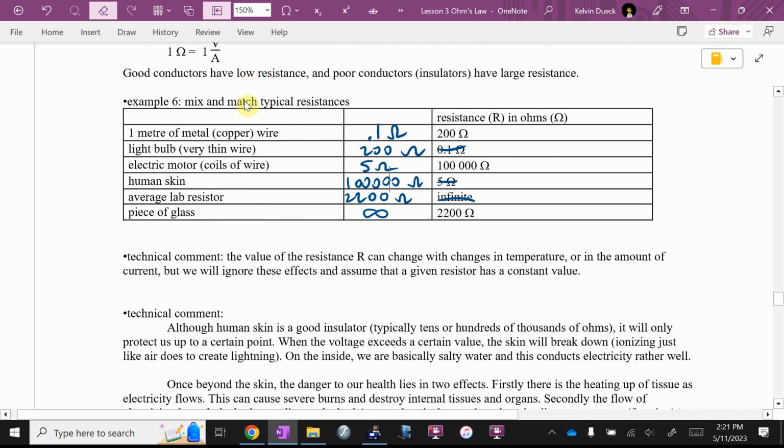Again, technical comment. R changes as the object heats up, as the wires heat up, the resistance changes. We're going to pretend that's not happening. Much like we ignored air resistance, we're going to make our lives easy. R is constant. Okay.